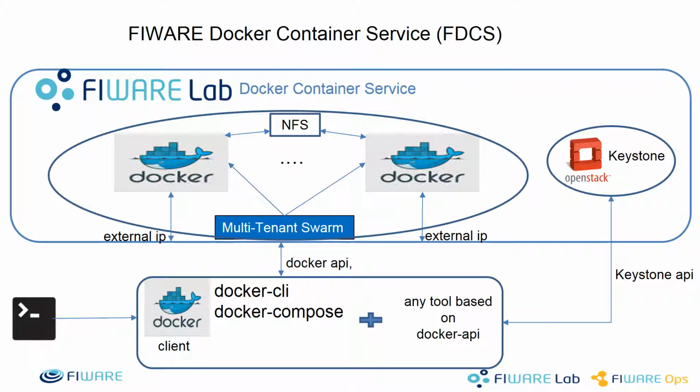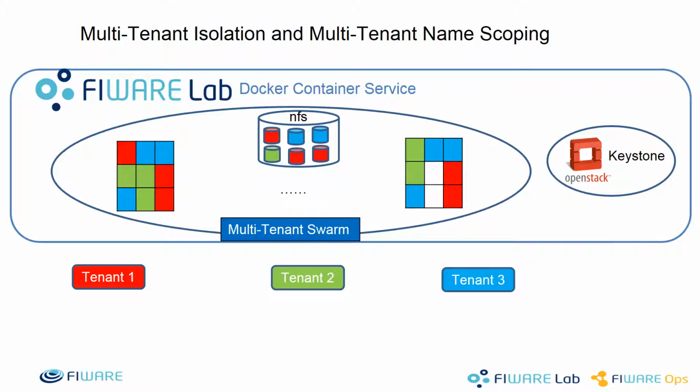Once a valid token is obtained, the client can use the Docker CLI or Docker host to create and deploy complex Docker services. The service's tenants share Docker host resources, but are isolated from each other. Refer to this feature as multi-tenant isolation. The service also allows its tenants to use the same names to identify their resources without interfering with each other. Refer to this feature as multi-tenant name scoping.